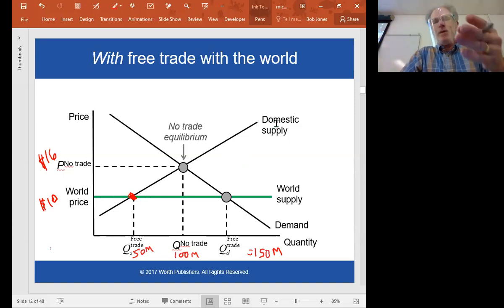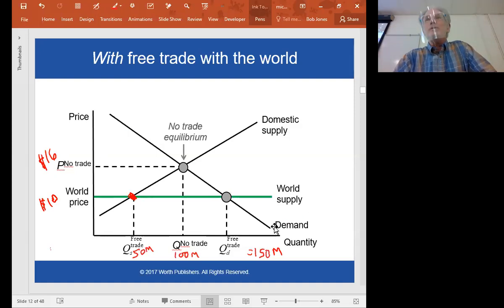You've got the domestic supply curve, which is nothing new. Domestic just means this is the quantity U.S. producers are willing to supply at different prices. You've got a demand curve. This is how much American consumers want to purchase at each price. We know if we don't have the ability to trade with other countries, then we would be in equilibrium at this price, which I'm assuming is $16. And we're assuming that the quantity demanded and the quantity supplied would be 100 million.